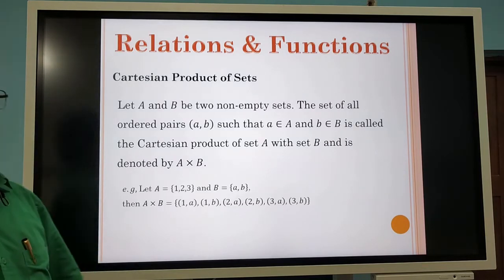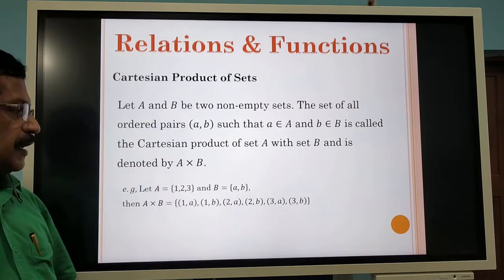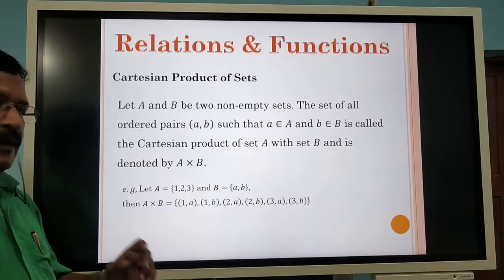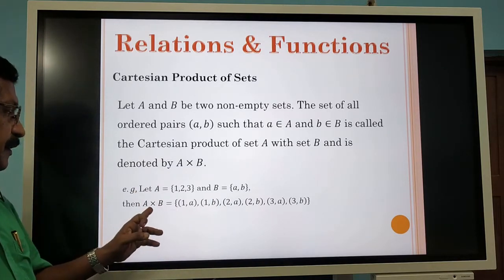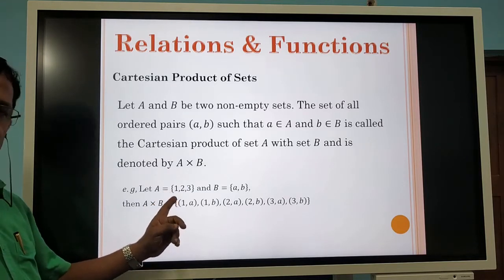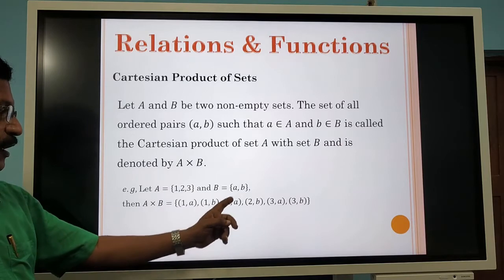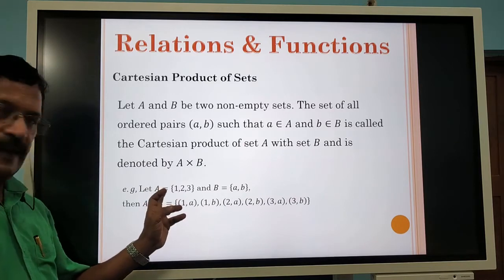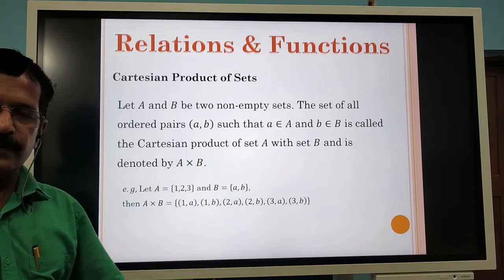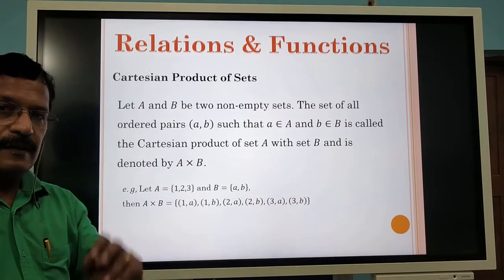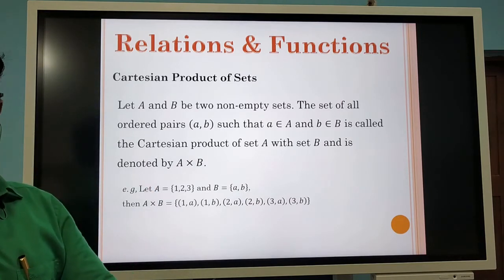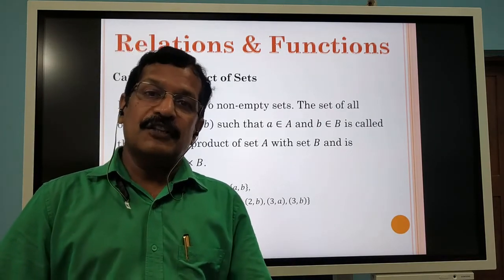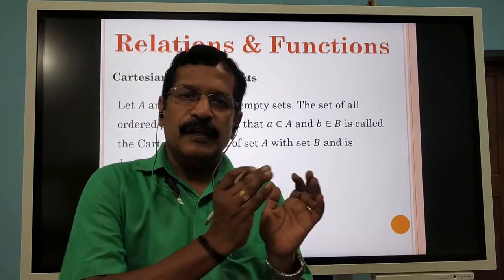Let us have one example. Let A be the set {1, 2, 3} and B be the set {a, b}. Now the Cartesian product of A and B, A cross B, is the set of all ordered pairs (1, a), (1, b), (2, a), (2, b), (3, a), (3, b). This we have studied in 11th class. A has 3 elements, B has 2 elements, so the Cartesian product A cross B has 6 elements. So very simple.